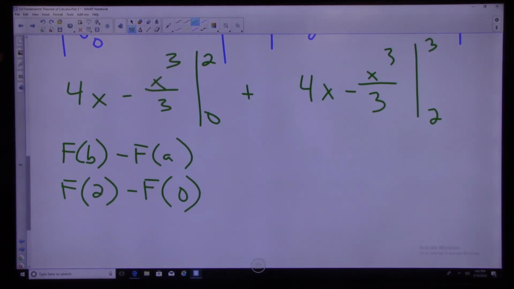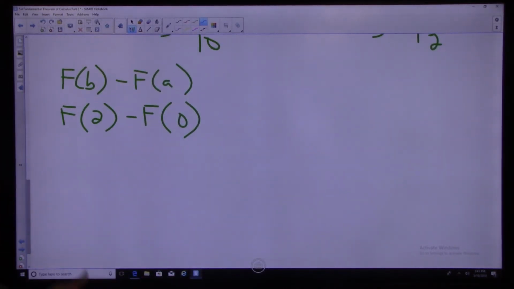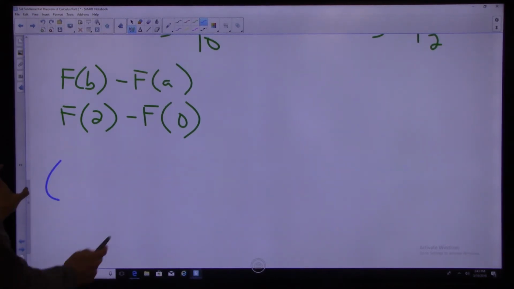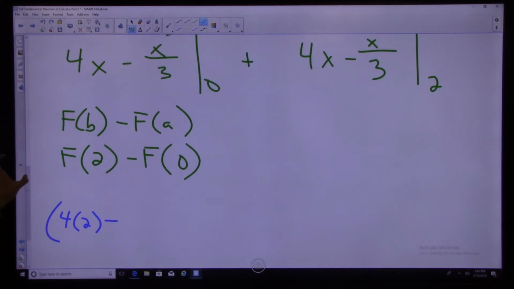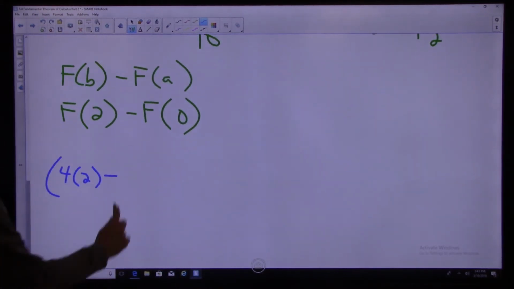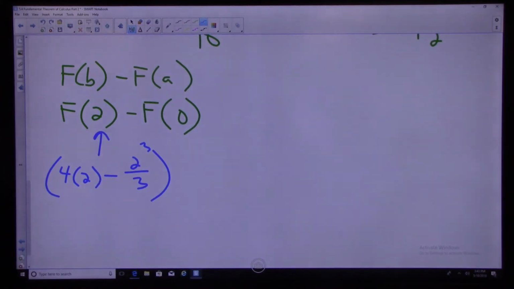I was trying to determine, do I want to do this in my head? It might confuse you if I do, so let me write all this out. Here we go. I'm going to do it in blue. So f of 2 is going to end up being 4 times 2 minus 2 cubed over 3. So that's just that part of it.